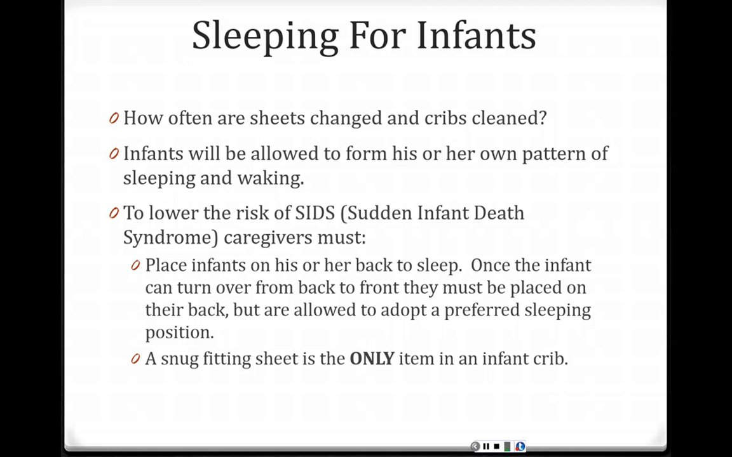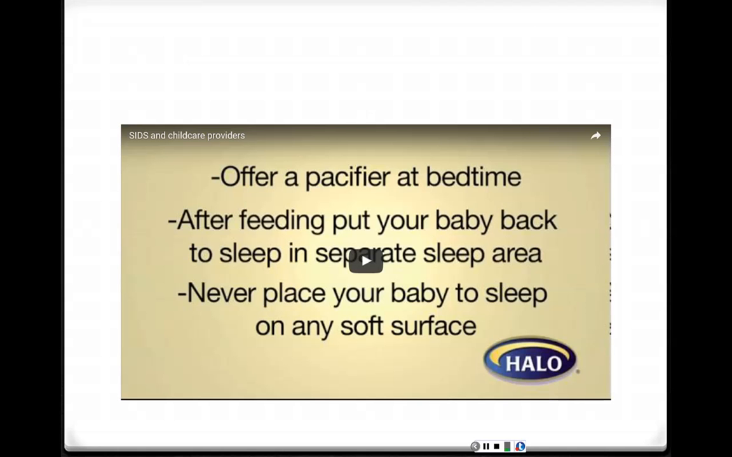Next is sleeping for infants. How often are sheets changed and cribs cleaned in infant care? Infants will be allowed to form his or her own pattern of sleeping and waking. To lower the risk of SIDS, which is sudden infant death syndrome, caregivers must place infants on his or her back to sleep. Once the infant can turn over from back to front, they must be placed on their back, but are allowed to adopt a preferred sleeping position. A snug-fitting sheet is the only item in an infant crib. Next, we have a video that's going to talk to us about safe sleeping patterns in relation to SIDS.